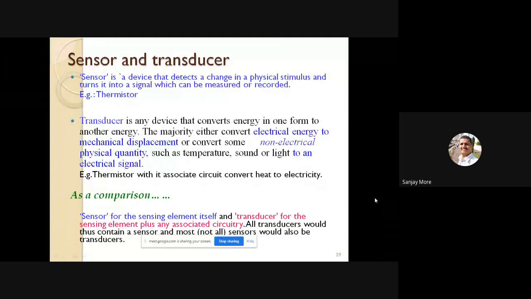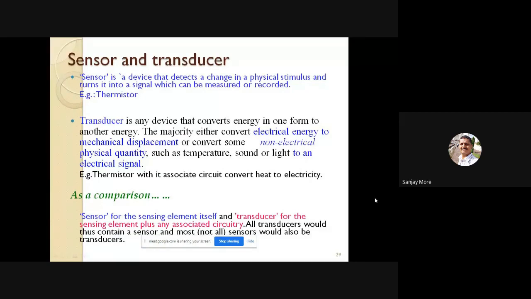So our next syllabus point is sensor and transducer. Sensor and transducer are two different devices. A sensor is for the sensing element, and a transducer is for sensing and associated circuitry. See the definition of sensor. It is a device that detects a change in a physical stimulus and turns it into a signal which can be measured or recorded. This is called a sensor. For example, a thermistor is a temperature measurement device.